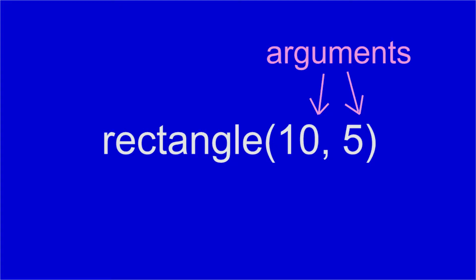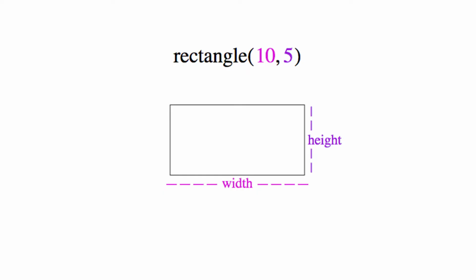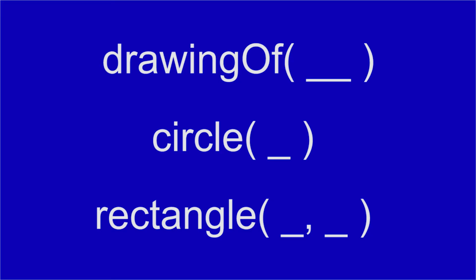The input, or the two arguments to the rectangle function, are the width and height of the rectangle. The width, or horizontal size, is the first number in the parenthesis. The height, or vertical size, is the second number in the parenthesis. Good job! Now you know 3 functions.